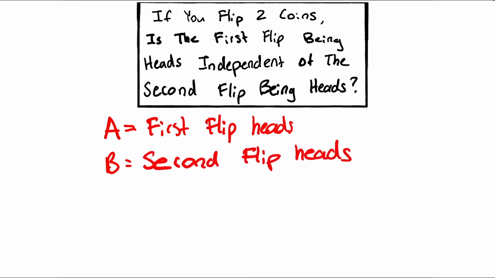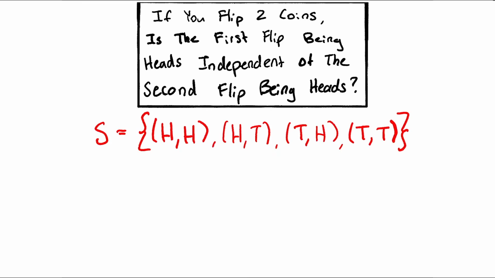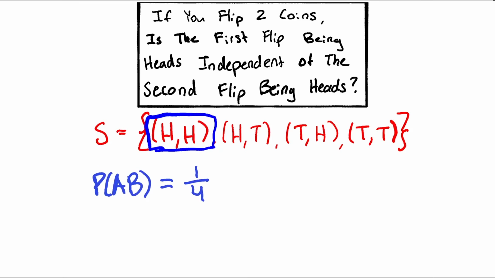What we're trying to show is that the probability of A and B equals the probability of A times the probability of B. This is what we need to show right here. So if we have our sample space of all the possible outcomes, heads heads, heads tails, tails heads, and tails tails, there's only one outcome in which event A and event B are true, in which we get heads on the first flip and the second flip. That's this term right here. So the probability of A and B is 1/4. 1 out of our 4 options has both flips as heads.